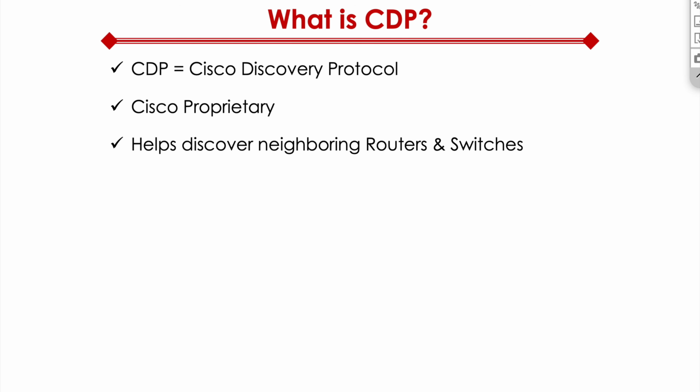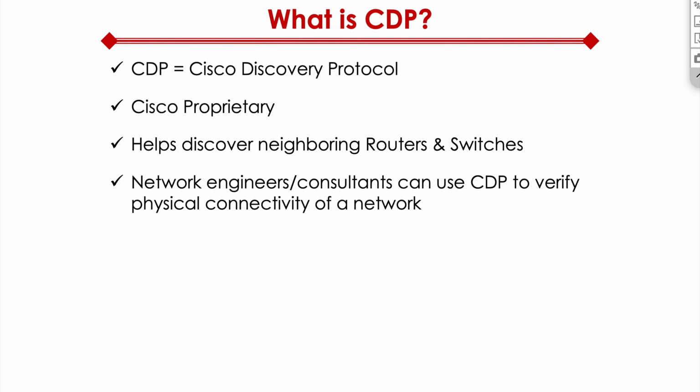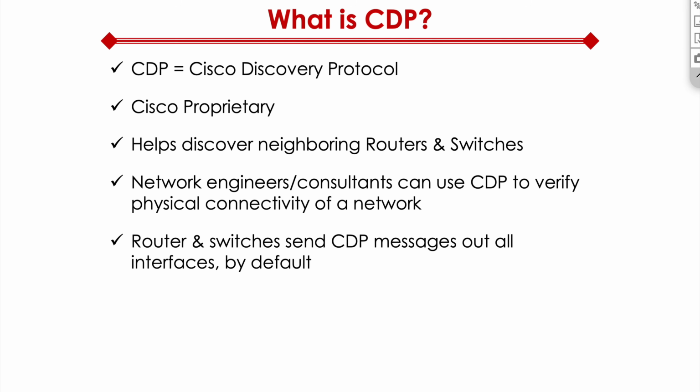So for example, if I'm a switch and I have other switches and routers plugged into me, when CDP is enabled everywhere, I can see who are the neighbors that are connected to me. Typically, network engineers and consultants use CDP to verify physical connectivity of a network. And I'll give you an example of how that works on a switch CLI in a moment.